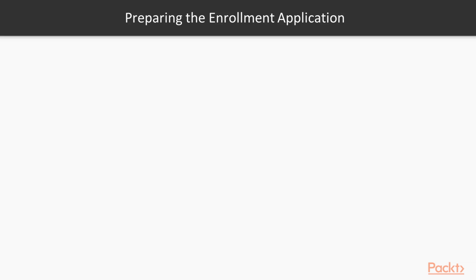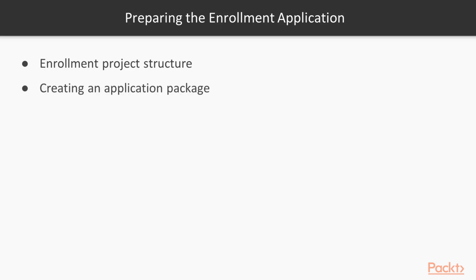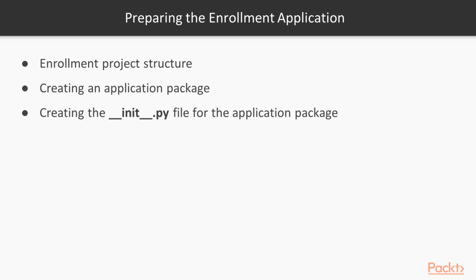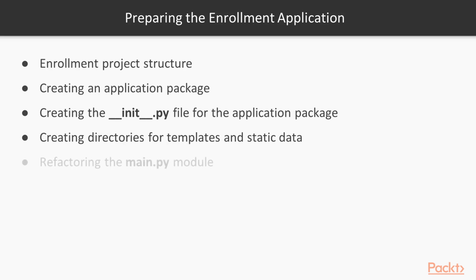First, we're going to create this project structure to make sure everything is in the correct locations, the correct folders that we need, and so forth. And then we're going to create the application package, which is a special directory. And in that directory, we're going to create a file called __init__.py. And then we also create the directories and substructures for the templates and some static data files. And then we're going to refactor the main.py module that we created in the previous video to make sure everything's still working as expected. So let's go into Visual Studio Code and see how this is done.